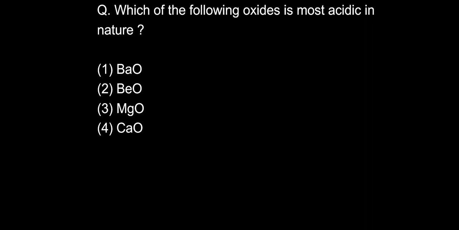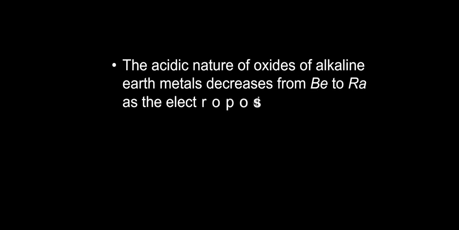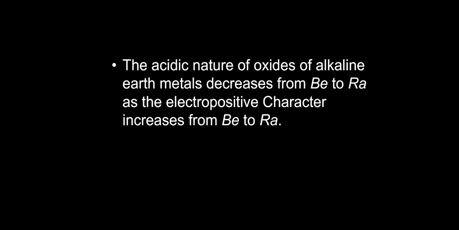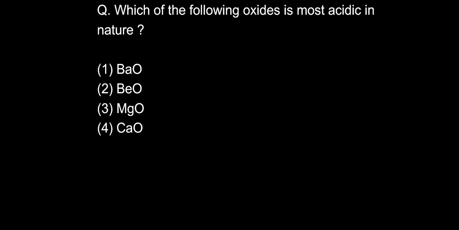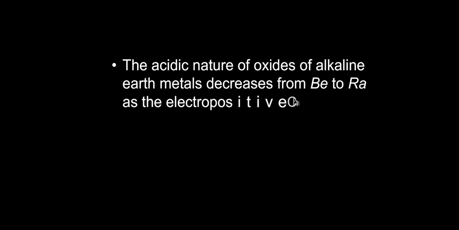Okay, so the acidic nature of oxides of alkaline earth metals decreases from beryllium to radium, as electropositive character increases from beryllium to radium. So the most acidic will be the one which is the least metallic, least electropositive. The least electropositive is the element on the top of the group, that is beryllium. So it will be the beryllium oxide, BeO. Okay, so let us move into the next. So that is what we have discussed.